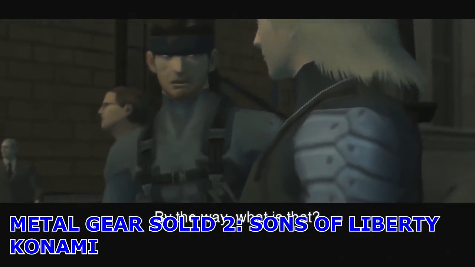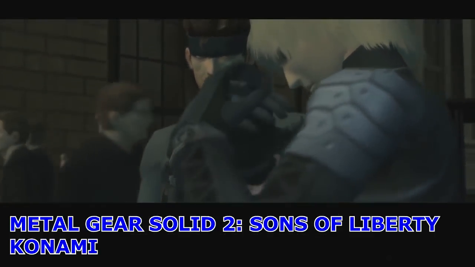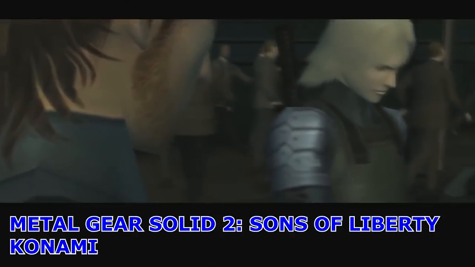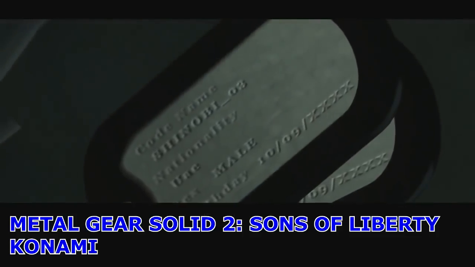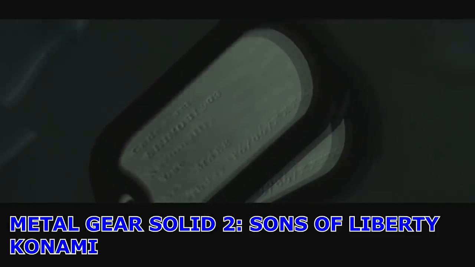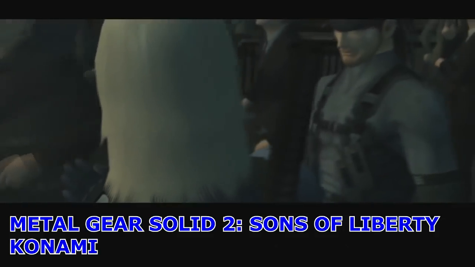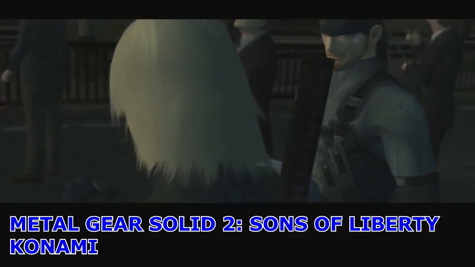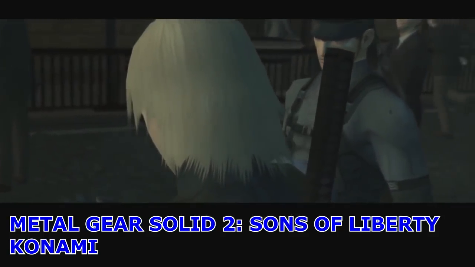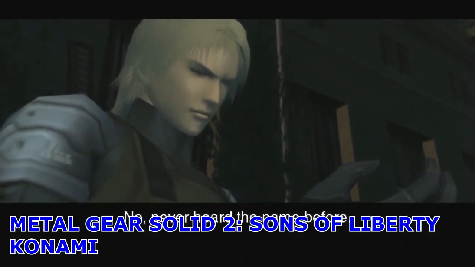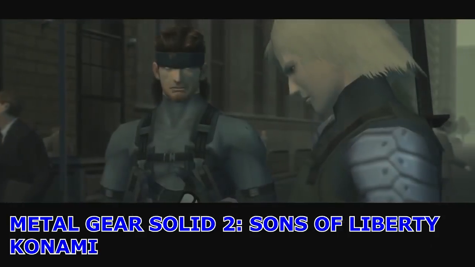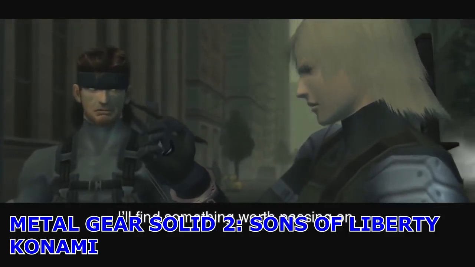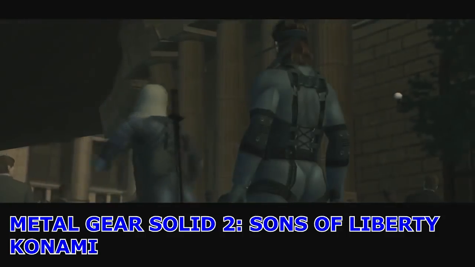By the way, what is that? Dog tags. Anyone you know? No, never heard the name before. I'll pick my own name and my own life. I'll find something worth passing on.